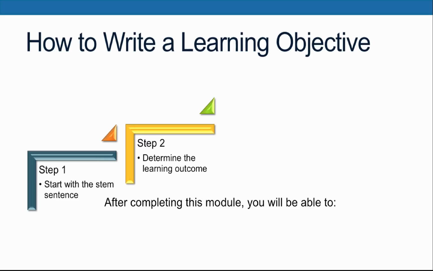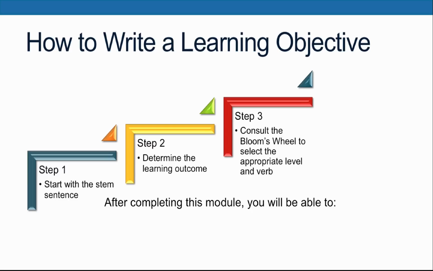I'll use this particular presentation as an example. When designing this video, I identified that I wanted the participants to know the 6 levels of Bloom's taxonomy. I then asked myself, how will I be able to determine that the learners understand Bloom's taxonomy? What can they do to demonstrate that they've mastered this concept? From this point, we'll move on to step 3.